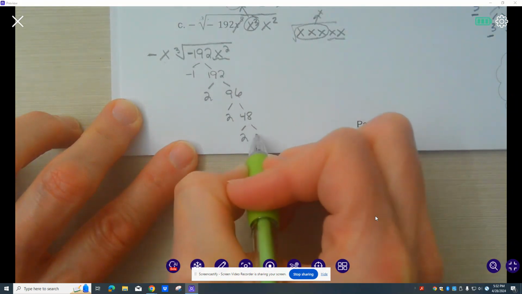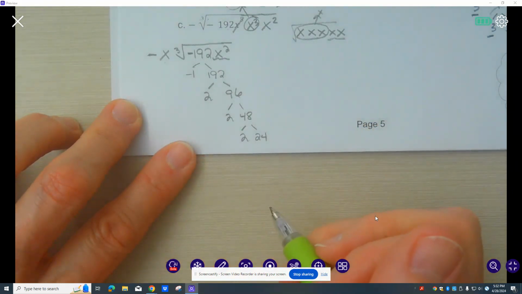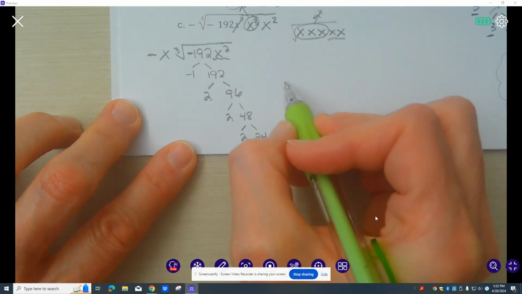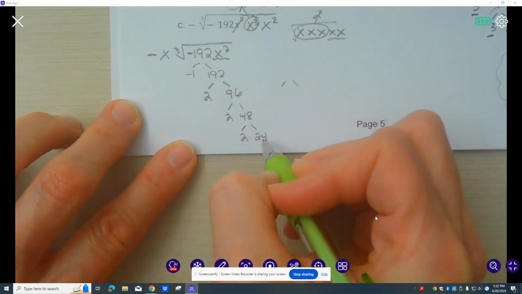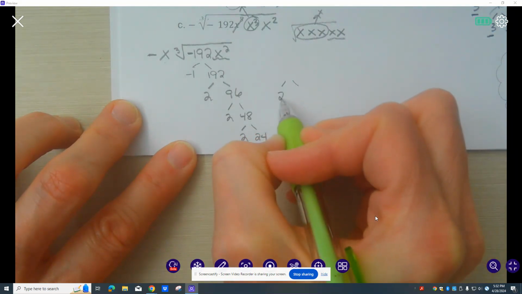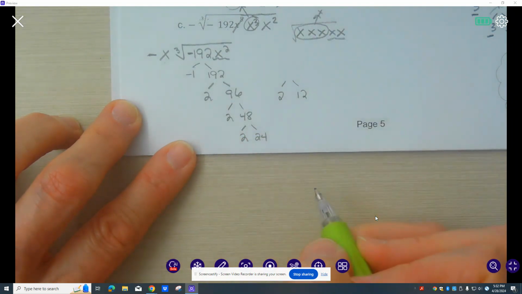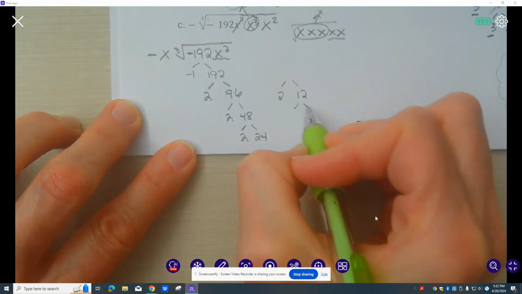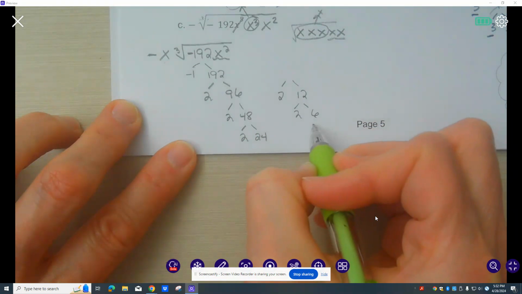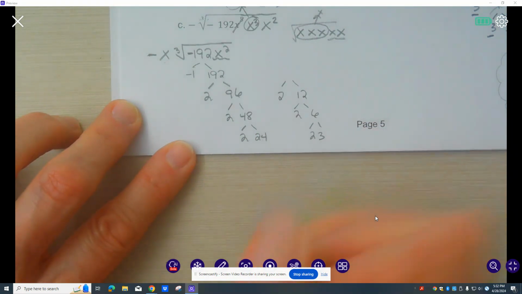48 is 2 times 24. So now I'm going to come up here. 24 is 2 times 12. 12 is 2 times 6. And finally, 6 is 2 times 3.